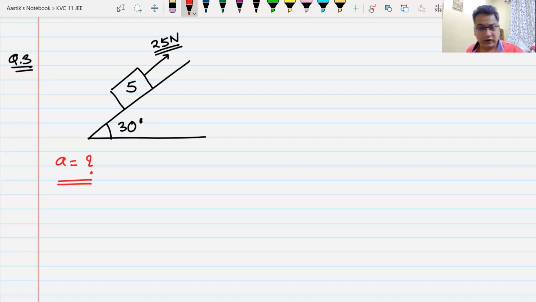Everyone understands how I've done this? I've done it many times. How will I make the equation? Here I will make my x-axis like this and my y-axis like this. You can see it cannot move perpendicular to the plane. That means 25 root 3 will be equal to N. That is the first equation that I get. Now I look at the x-axis. The force which is trying to pull it up is 25. The force which is trying to pull it down is also 25. Can it move? No. If it is at rest, it will remain at rest. So the acceleration of this block becomes 0.